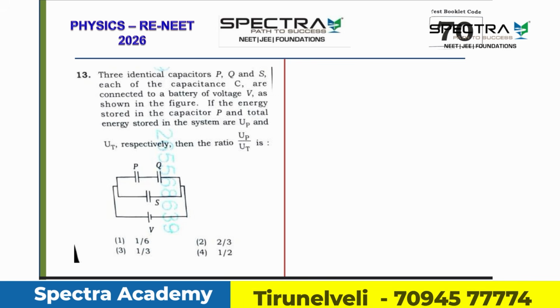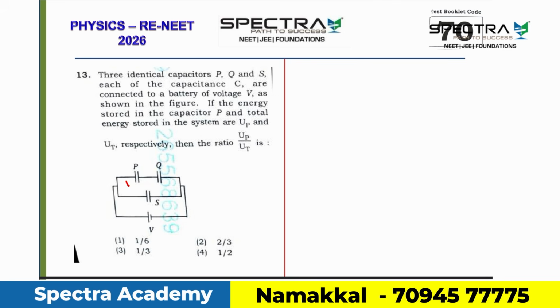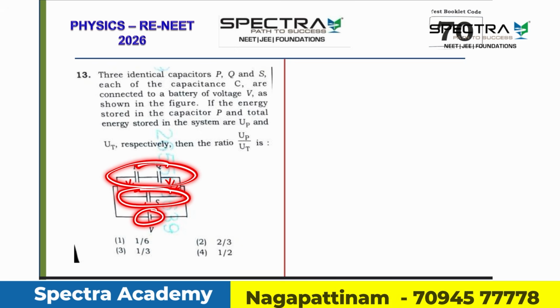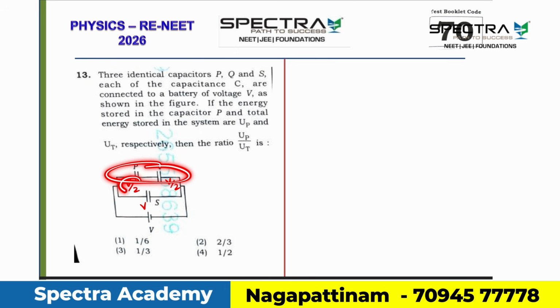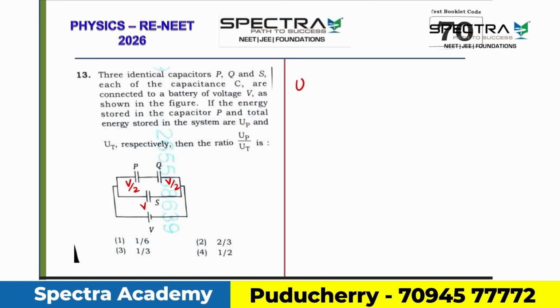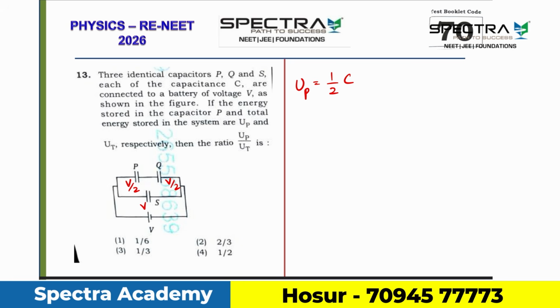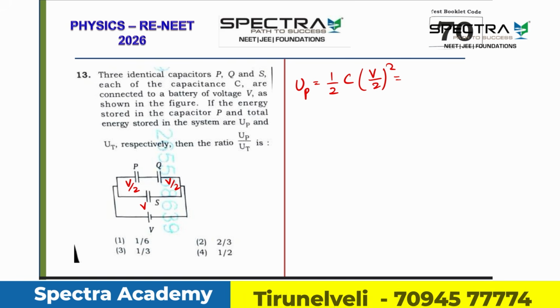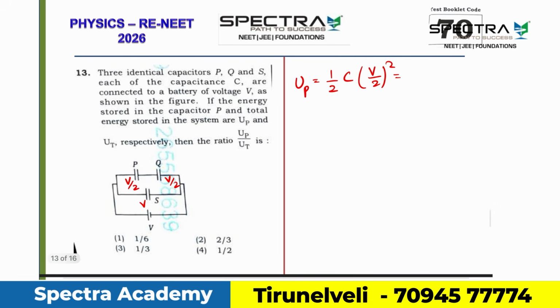P and Q have the same capacitance, so across this one will be V by 2 and across this one V by 2. Here it will be V itself because it is a parallel connection, whatever voltage is there appears across it. So the upper branch splits V by 2. Right. So what is the energy of P, students? Half into C into V square. So what is V across P? V by 2 whole square. So the answer becomes 1 by 8 CV square.